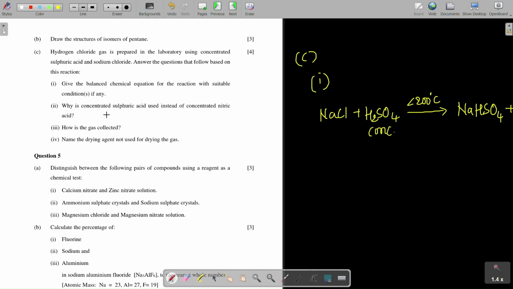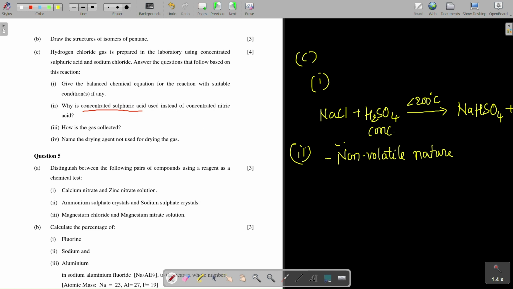Next, why is concentrated sulfuric acid used instead of concentrated nitric acid? Okay, this is a very important question. As I already told you, concentrated sulfuric acid can have three natures: non-volatile acid, dehydrating agent, and oxidizing agent. So here, because of its non-volatile nature, and I'm just writing you the keywords, it is used even in the preparation of nitric acid also.